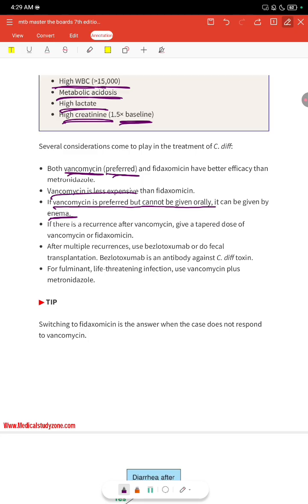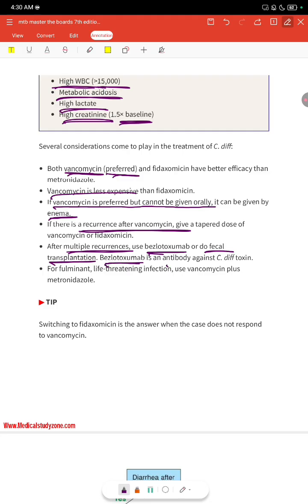So if there is a recurrence after vancomycin, give a tapered dose of vancomycin. For recurrence, go for the option of retreating with vancomycin. After multiple recurrences, use bezlotoxumab or do fecal transplantation.